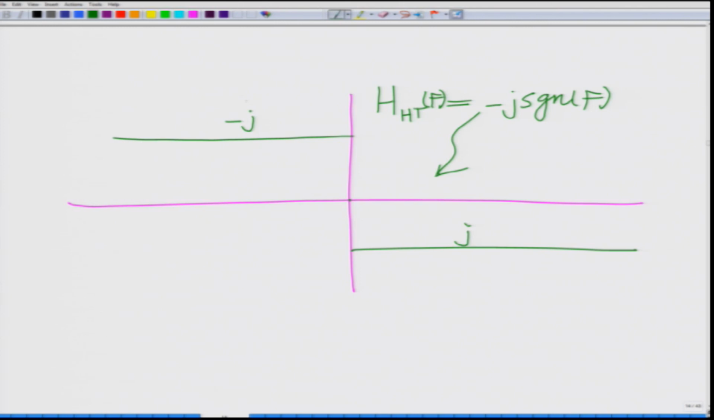that is equal to h t of f, that is minus j for f greater than 0, j for f less than 0, and remember, this is for convenience, all right. Although this plot does not make much sense, this is simply for our convenience that we are drawing this as j for f less than 0, minus j for f greater than 0, all right. This is simply for the sake of our convenience.